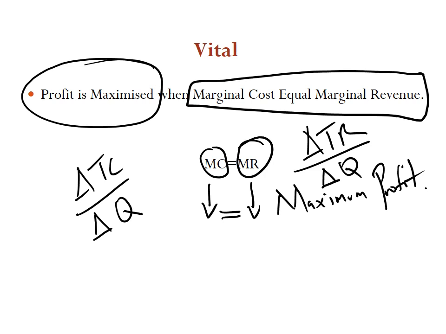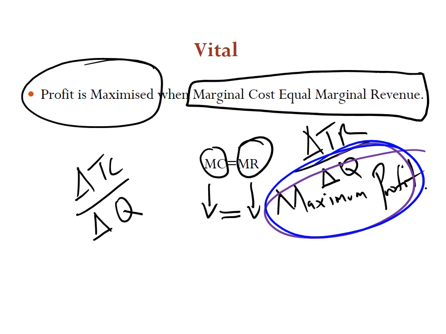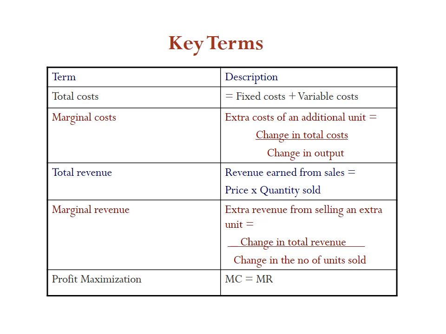Find out where your marginal cost is equal to your marginal revenue. And at that point, bingo, you're smiling to the bank. You have maximum profit. And there you have it. That is why we have studied this whole thing. In conclusion, these are some key terms you should know.